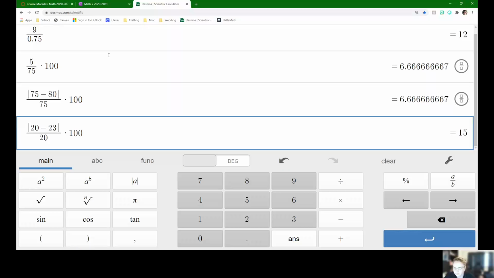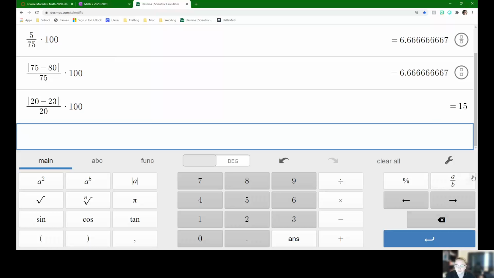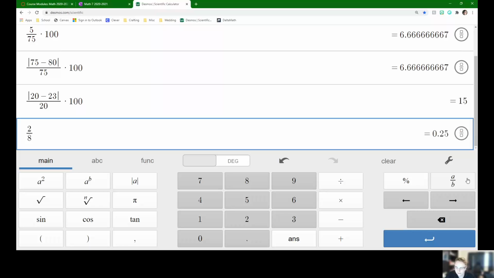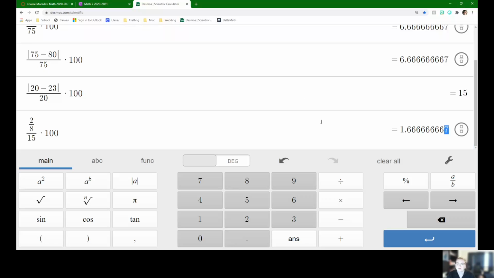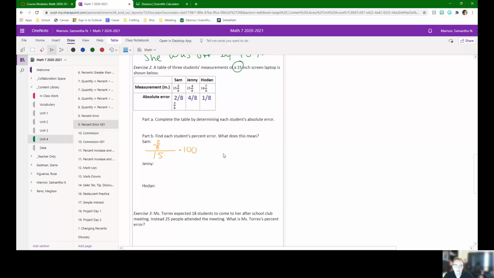So on our Desmos calculator, we can type this in. So if she was off by 2/8, let's type in our fraction, 2/8, but this is all divided by 15, and then we need to multiply by 100, and I got 1.6 repeating. The 7 is just because our calculator can't show us forever, so it rounds it. So Sam's percent error is 1.6 repeating percent. So it means she was off by 1.6%. So pause the video, see if you can try Jenny's.